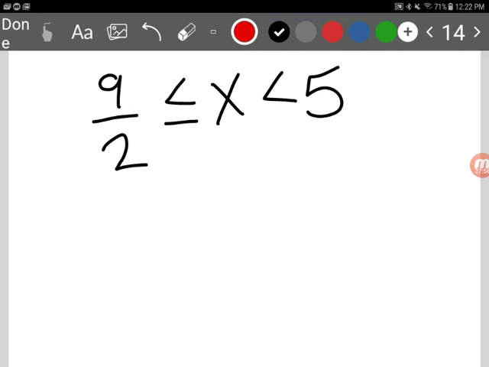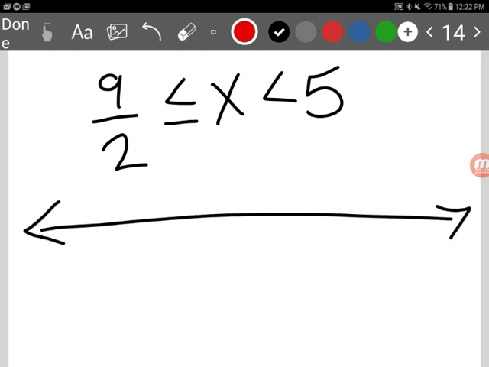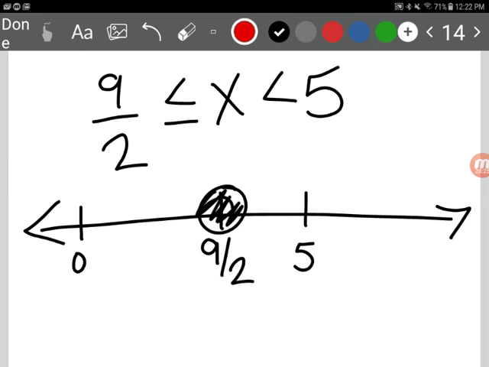So make sure you know that. Okay, now let's graph this. So to graph it, I'm going to put my 0 here just as a place. I know 9 over 2 is 4.5, just scoot it over enough to where you can see it. So don't be so concerned about the spacing. You want to be able to see your answer. So space it out just a little bit so you can see your work. Okay, so at 9 over 2, the circle is closed. And at 5, the circle is open. And I'm going to shade in between.